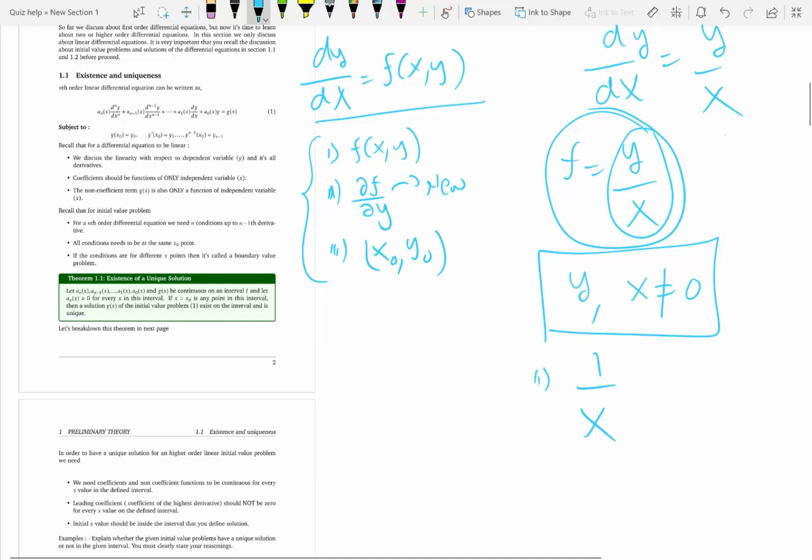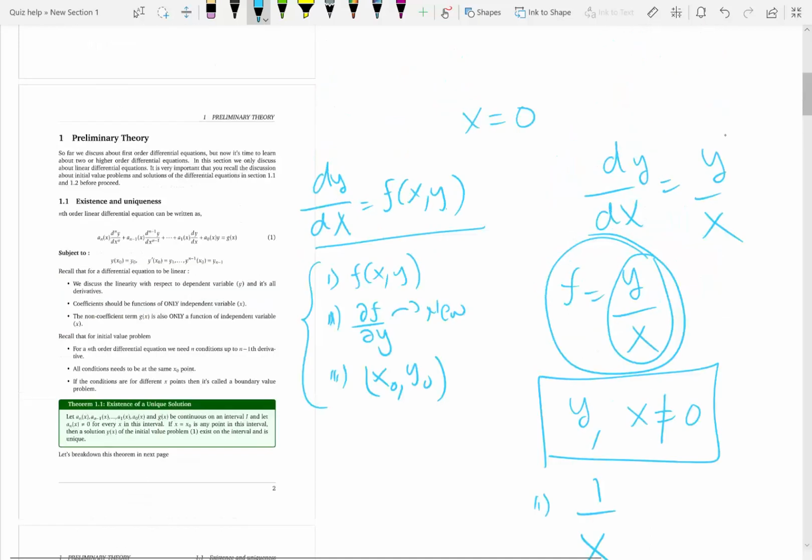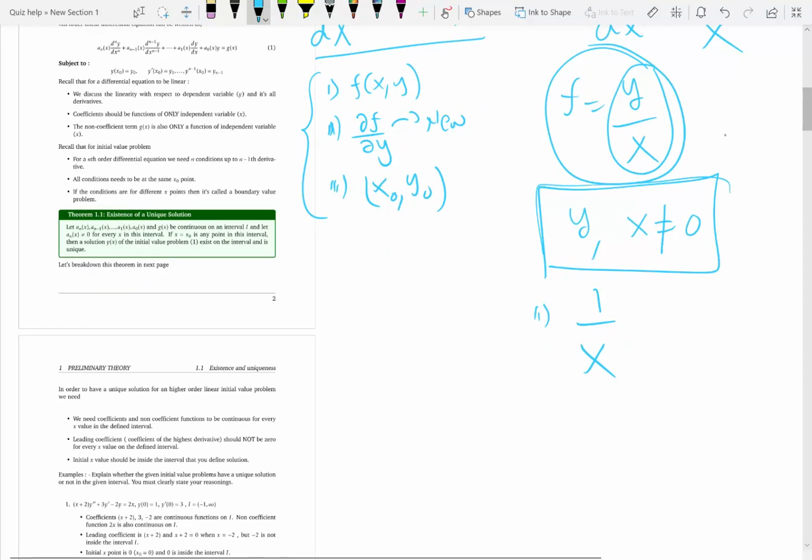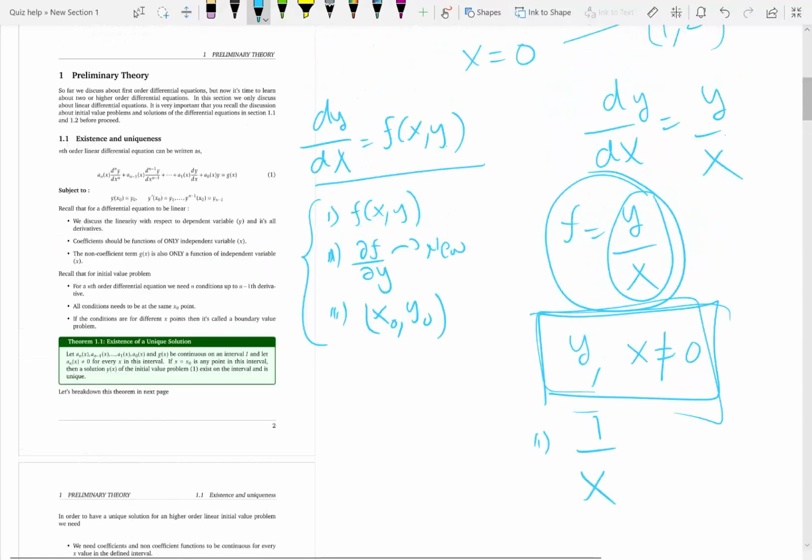Okay, let's say the initial condition was (1, 2). When x is equal to 1, y is equal to 2. So you need to choose a region where you have the point (1, 2). Well, this region, of course, any y value means 2 is there, and any x value which is not 0 means 1 is included. So in this region, you are guaranteed to have a unique solution for this differential equation.